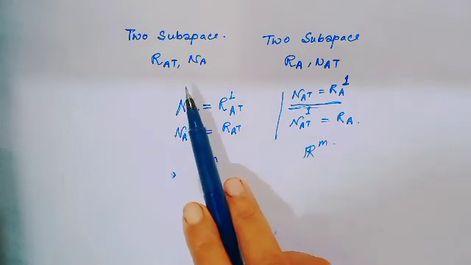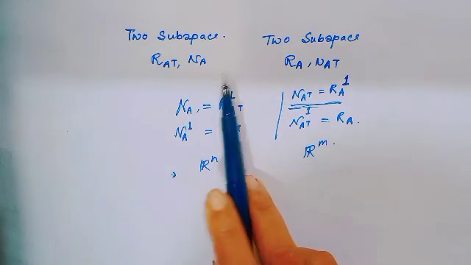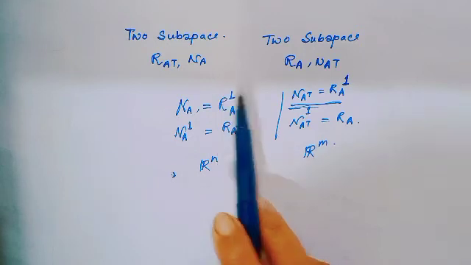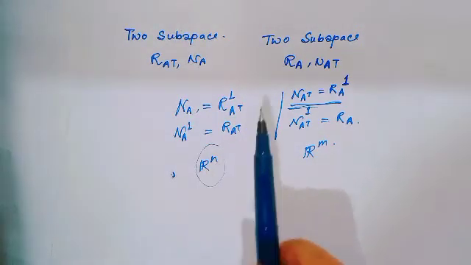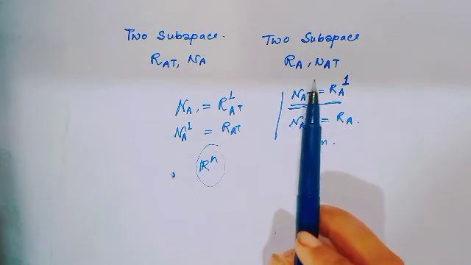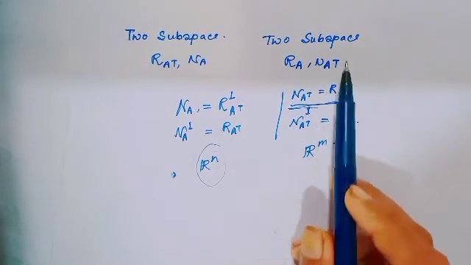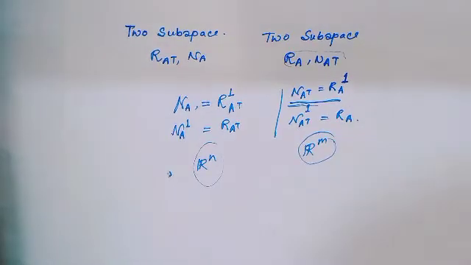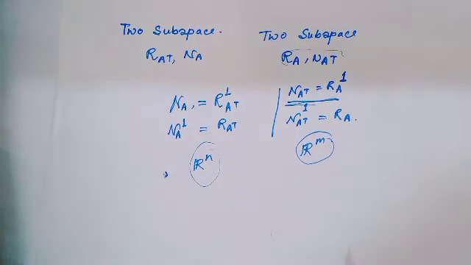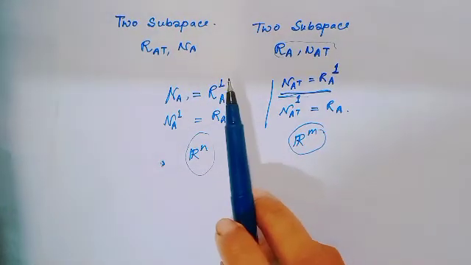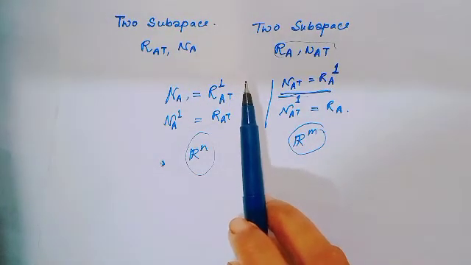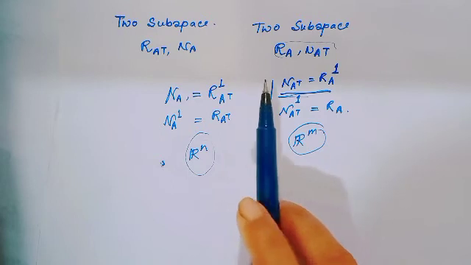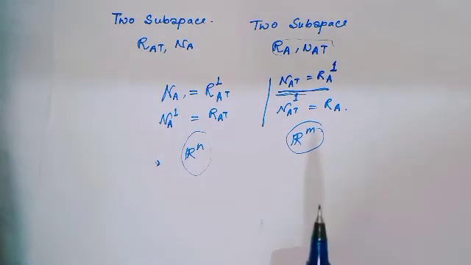The range space of A transpose and the null space of A, these 2 subspaces are from Rn, and the other subspaces, the range of A and the null space of A transpose, these 2 subspaces belong to Rm. I had drawn these 4 subspaces in my earlier video. Just see it elaborately. If you haven't seen my earlier video, please see it.